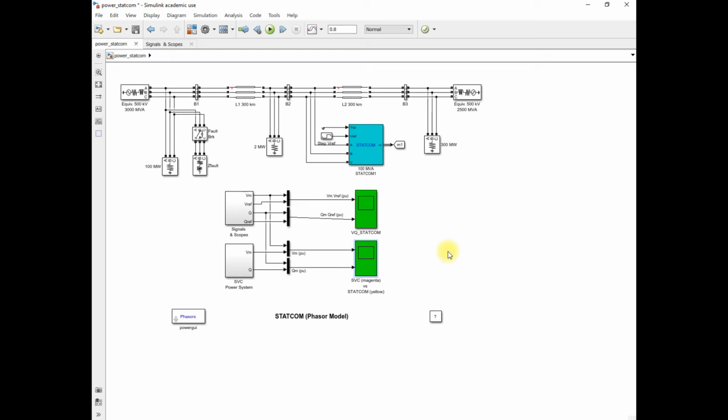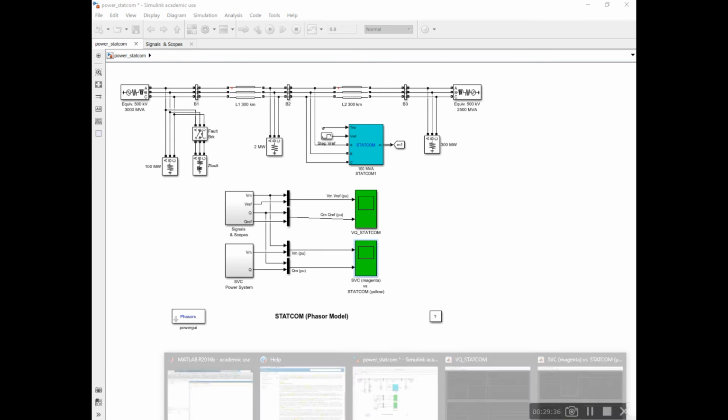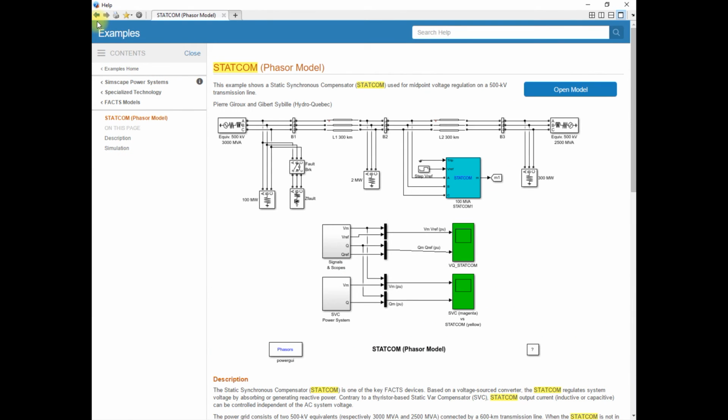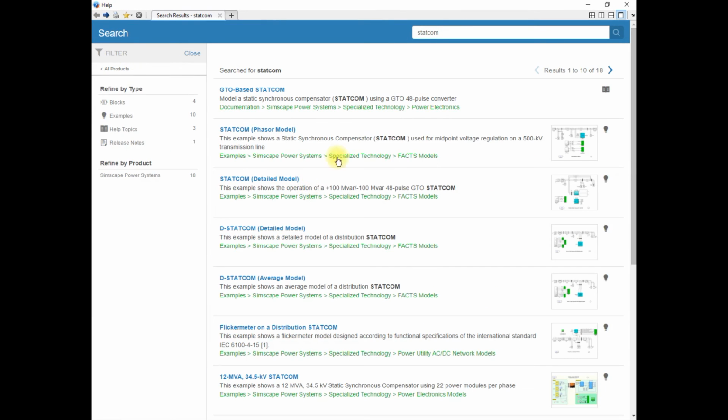How does this STATCOM provide the fast response? What is the reason behind this? So this is a phasor model description of the STATCOM. Next we discuss the detailed model of the STATCOM. So if you search the STATCOM detailed model or just search the STATCOM, you find the different STATCOM models available in Matlab.